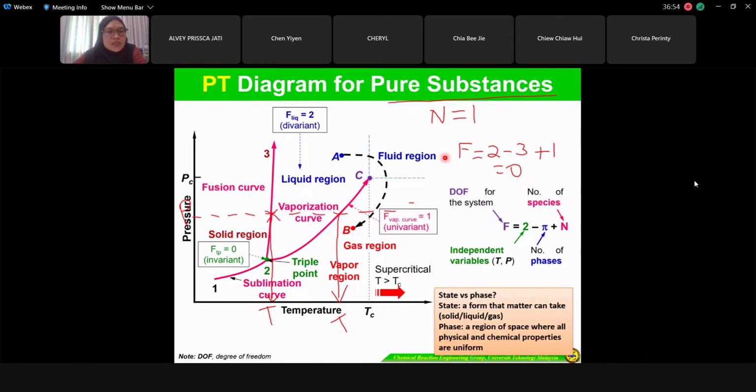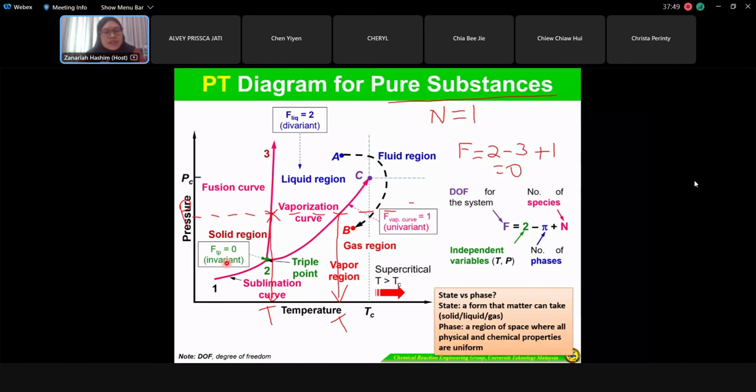So in this case, for the divariant, for F equals 2, you need to set the values of pressure and temperature by yourself. If you just set the pressure, you cannot automatically determine the temperature because you have so many temperatures here. Any temperature here can be the value that you want. So you need to determine both the pressure and the temperature in order to get the single phase region. That is the meaning of the degree of freedom. So you have 0, invariant, on the triple point, then univariant, 1 degree of freedom, on the line, and then divariant, 2 degrees of freedom, where you have the single phase region.